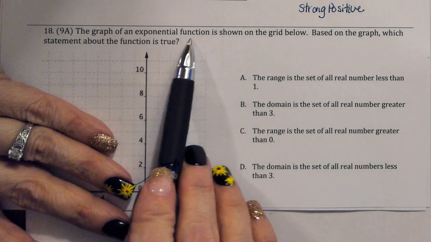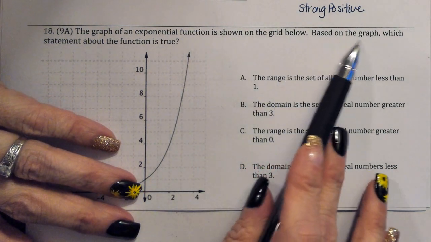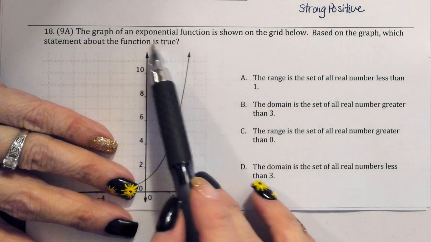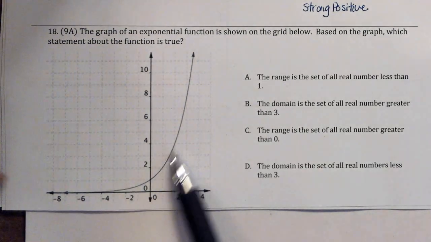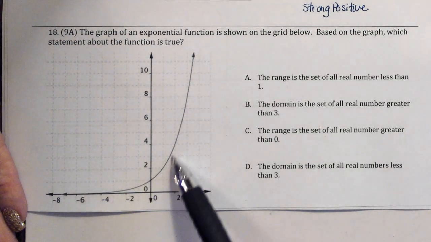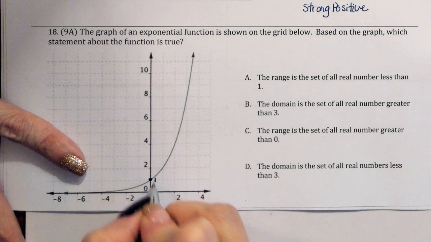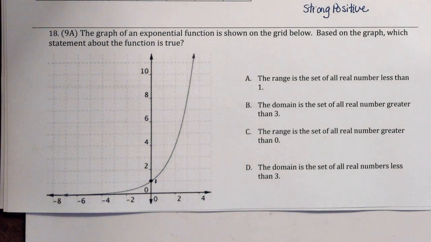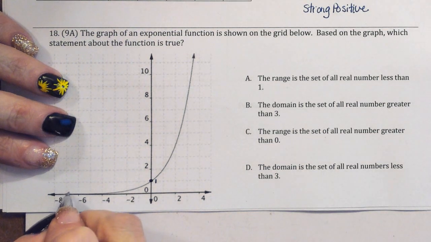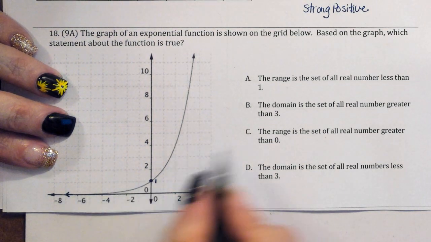Okay. The graph of the exponential function shown on the grid below, based on the graph, which statement about the function is true? So I'm looking here. I'm just going to kind of look at it. I can see that it's growing. I can see the y-intercept right here at 1, which would also be considered my starting amount. And it goes forever this way. I can see that. So let's look.